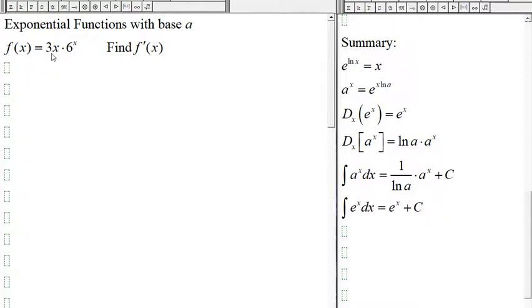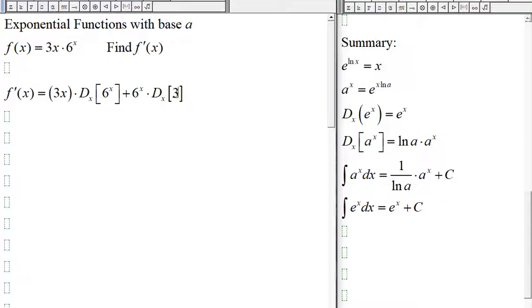Here we have the function 3x times 6 to the x, and we want to find the derivative. This is a product, and so we have to use the product rule. The product rule says the derivative will be the first factor times the derivative of the second factor, which is 6 to the x, and then plus the second factor times the derivative of the first factor.